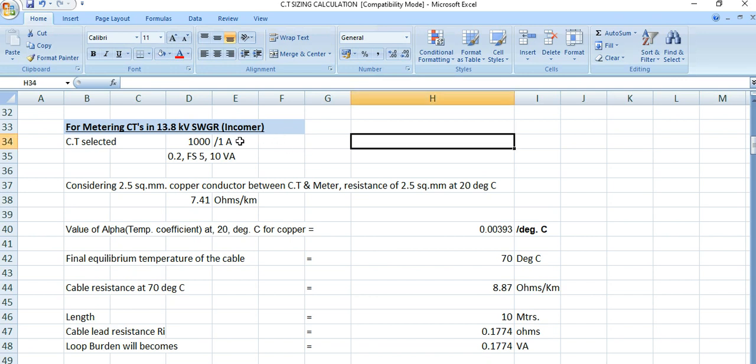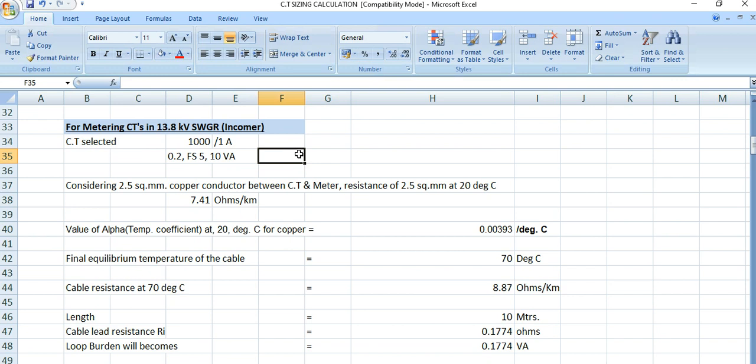We have selected the CT ratio 1000 by 1 ampere, CT primary current 1000 and secondary current 1 ampere, and this is the CT accuracy class, which is 0.2, because this is for a metering CT. Generally for an energy audit meter we use 0.2 or 0.2S, otherwise normally we use 0.5 accuracy class. Since this is the incomer, the incoming feeder, we have used 0.2 accuracy class, which is more accurate, and FS5 class. The CT burden is preliminarily, suppose, 10 VA; we will cross-check based on the calculation here.